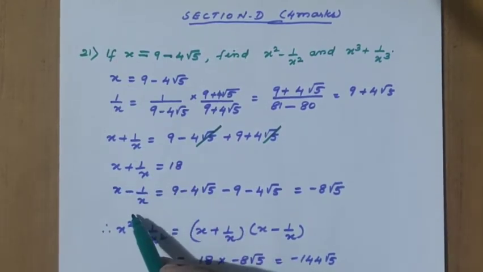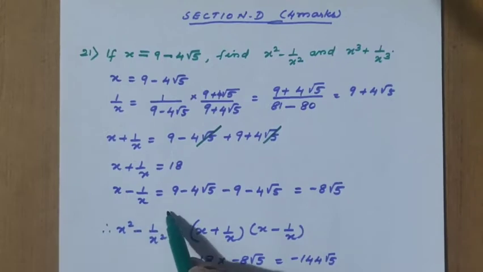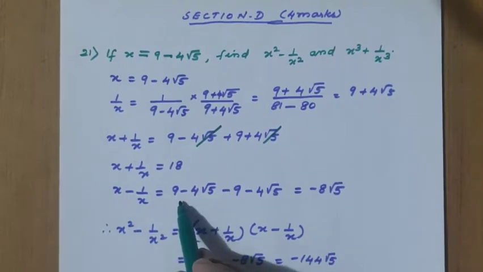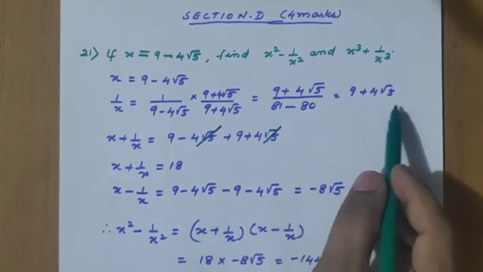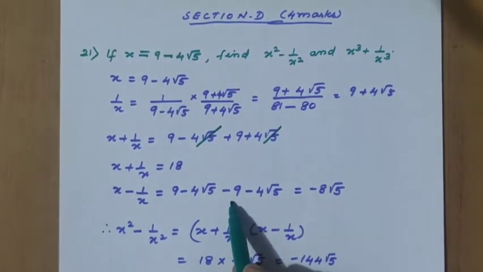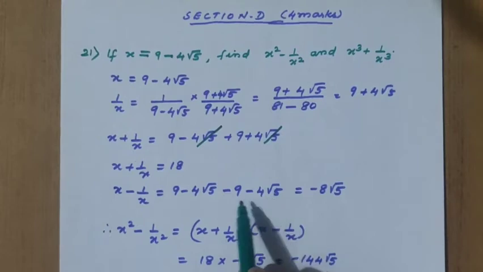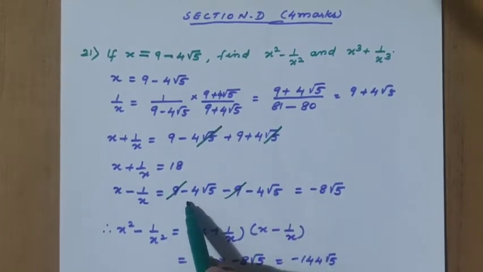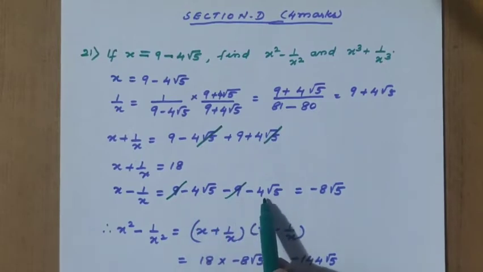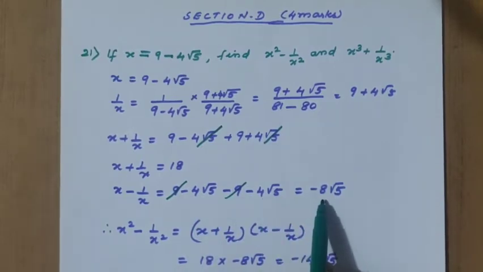Similarly, we should calculate what is x minus 1 by x. x minus 1 by x is 9 minus 4 root 5 minus of 9 plus 4 root 5. That means minus 9 minus 4 root 5. Which is the opposite sign this time? 9 is in the opposite sign, so that will get cancelled. So we will have minus 4 root 5 minus 4 root 5, so that is equal to minus 8 root 5.